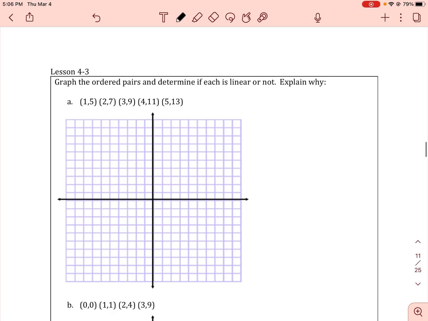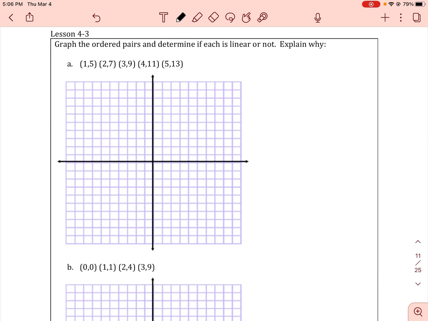So first here we're going to graph these points, and then we're going to determine if the ordered pairs given are in fact linear. So when I plot the points 1, 5, it goes right there, and then 2, 7, 3, 9, 4, 11. I know it goes off here, but just a little bit. 5, and then 13.